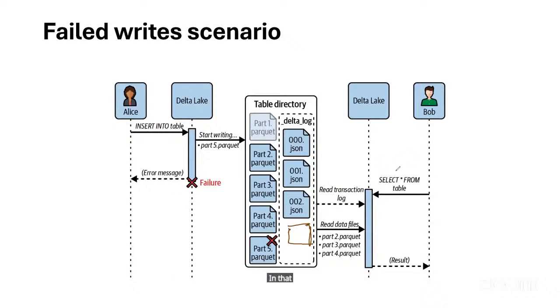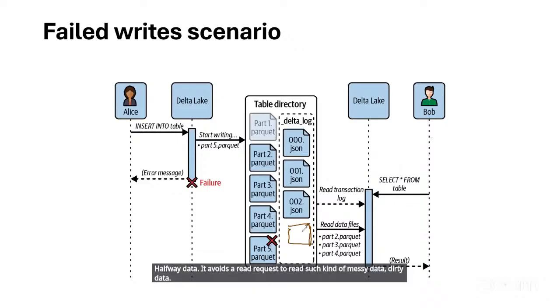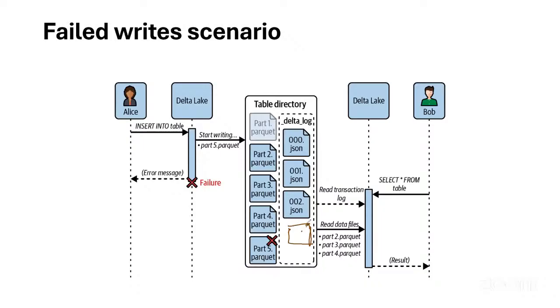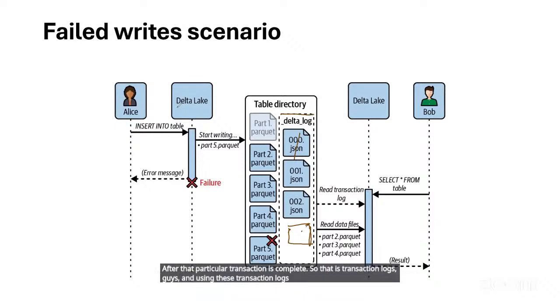In that way, if there are any half uploads, messy data, halfway data, it prevents a read request from reaching such messy, dirty data. Because of this, one more thing: transaction logs only appear after that particular transaction is complete. So that is transaction logs, guys. And using these transaction logs, Delta Lake manages tables effectively.